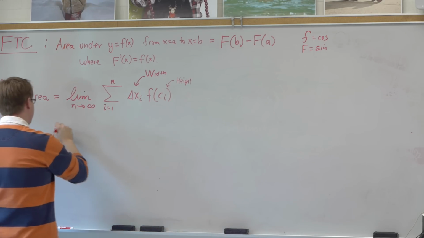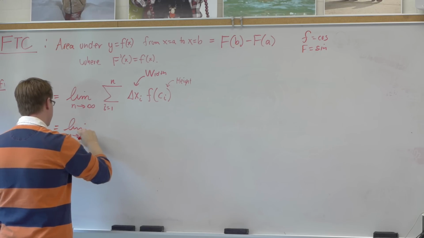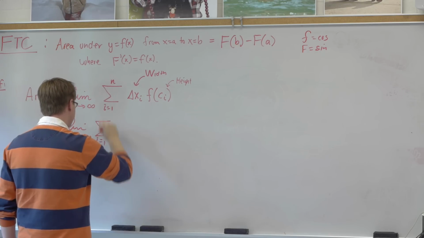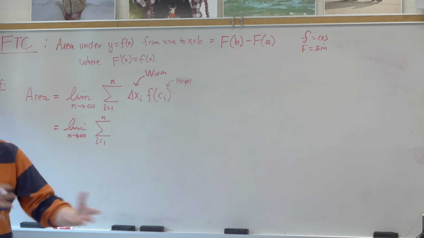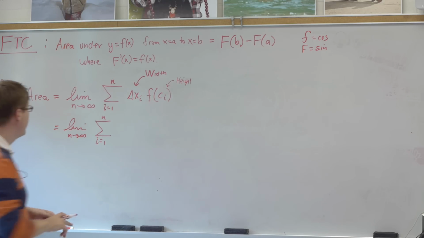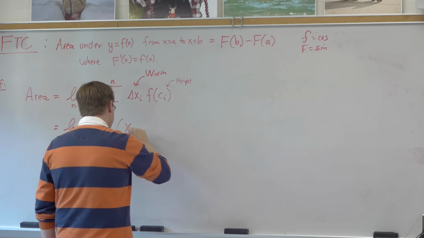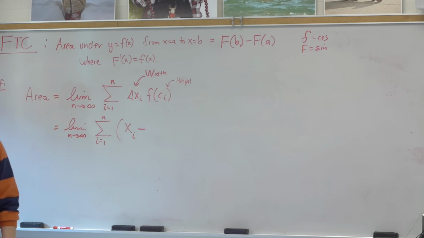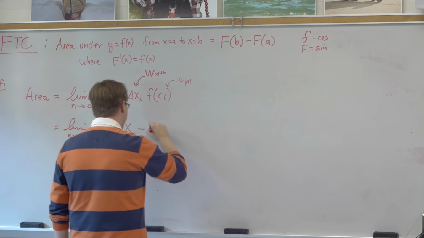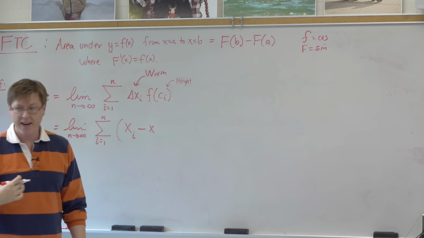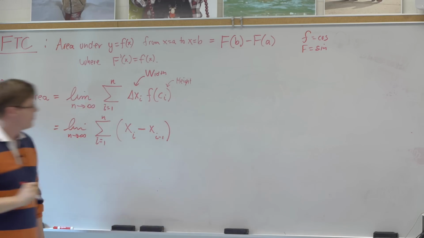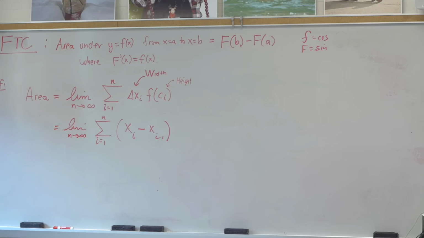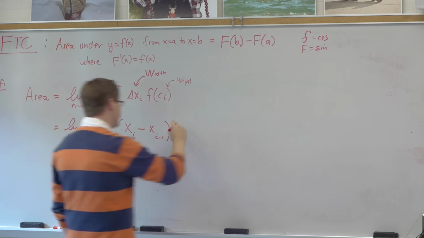So the first thing I'm going to do is write what delta x is. Delta x is the width of a certain rectangle, so it's like x2 minus x1, x3 minus x2, x10 minus x9. I can write that as x sub i minus x sub, what comes right before i? i minus 1. That's the width of the ith rectangle times the height, which is still f of c i.